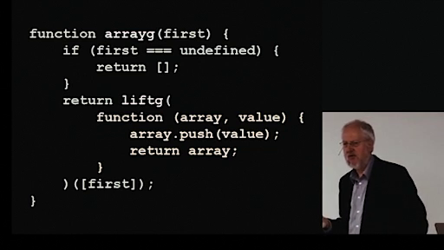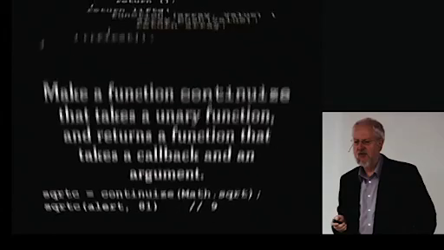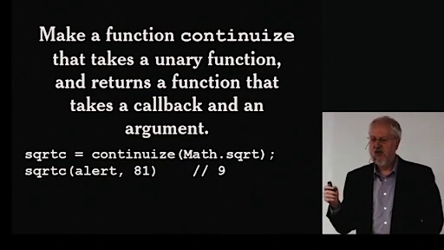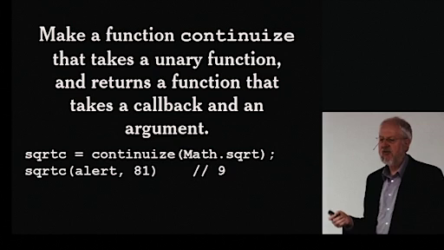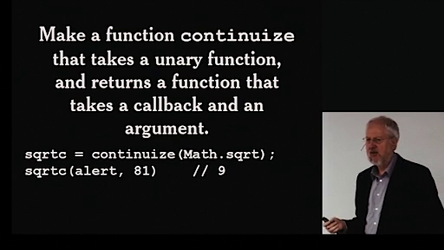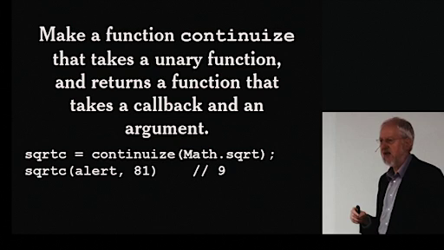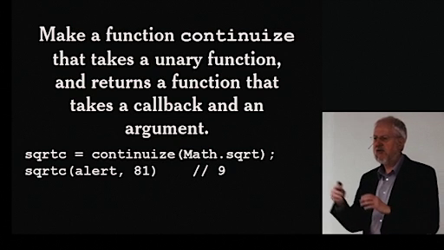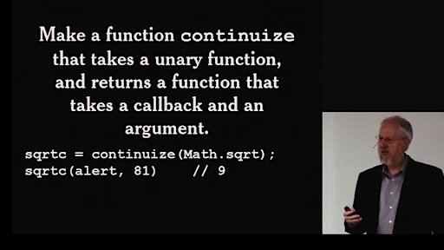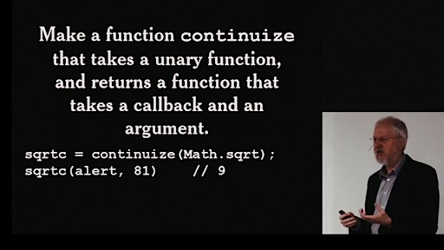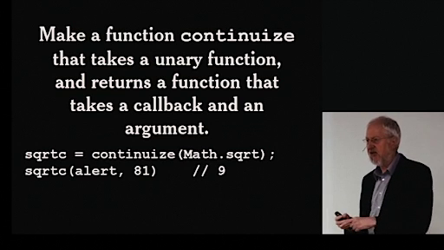So, let's do another one. Okay, this is a good one for you. Make a function continuewise that takes a unary function and returns a function that takes a callback and an argument. There's a style of programming called continuation passing style, in which functions, instead of returning values, instead are given an additional argument, which is the function to which to deliver that value.